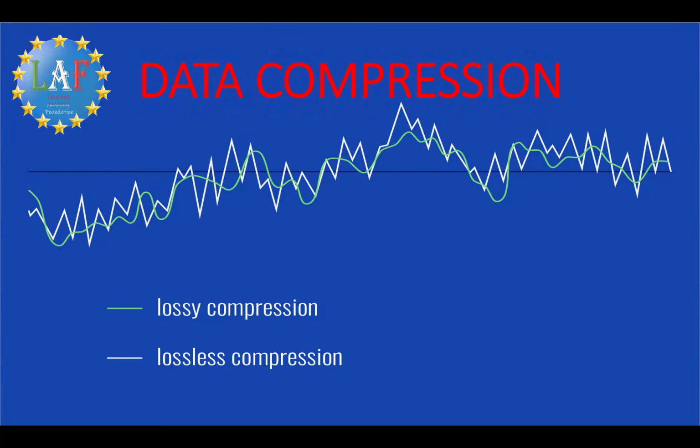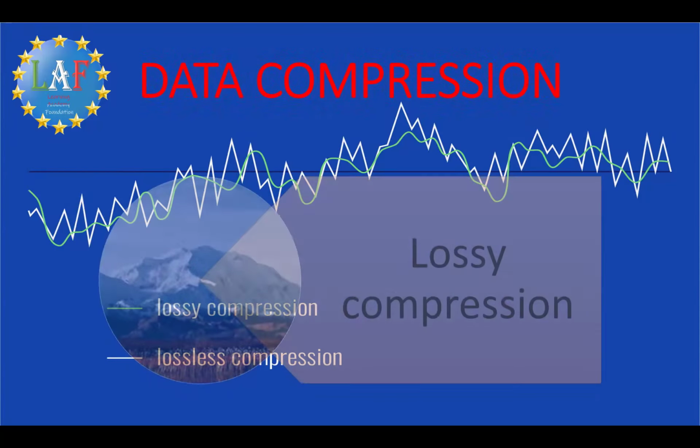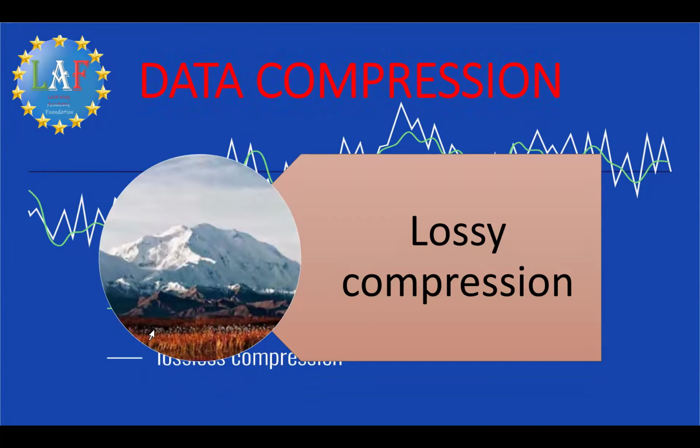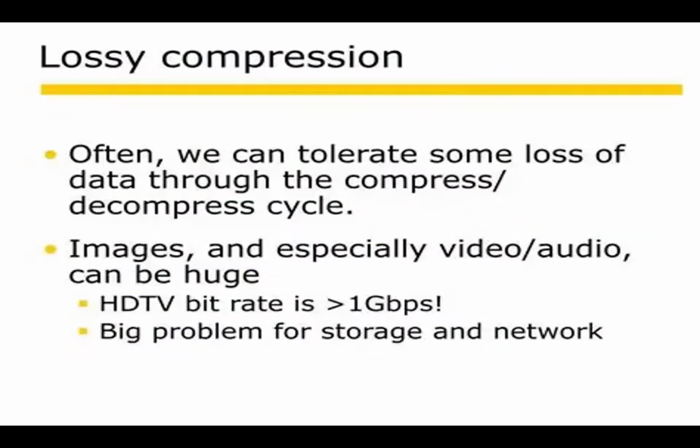We have two types of compression, lossy and lossless. Lossy compression removes what you won't notice, like background noise. Often we can tolerate some loss of data through the compress-decompress cycle. Images, and especially video or audio, can be huge. The bitrate is greater than 1 gigabyte per second. Big problem for storage and network.